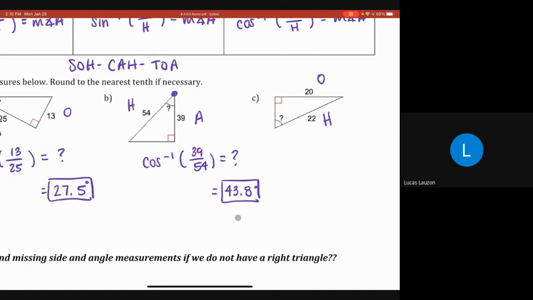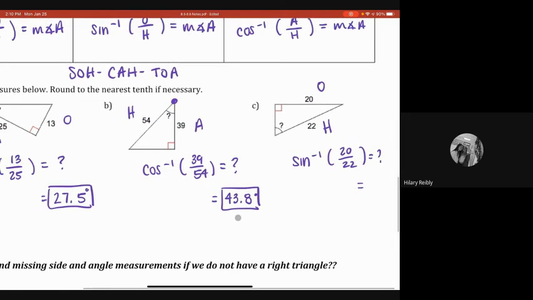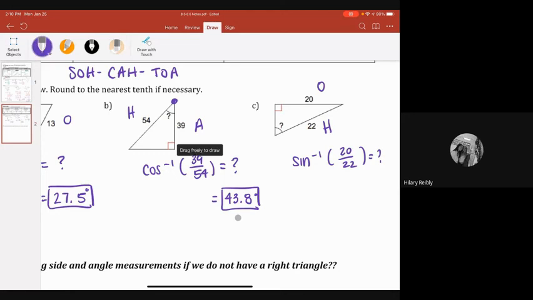Great. So Hillary, which ratio should I use? Sine, cosine, or tangent? Sine. Yep, we are going to use our inverse sine. Plug in your 20 over your 22, and we are going to simplify that to get inverse sine 20 over 22. We should have gotten approximately 65.4. Is that what we got? Excellent.